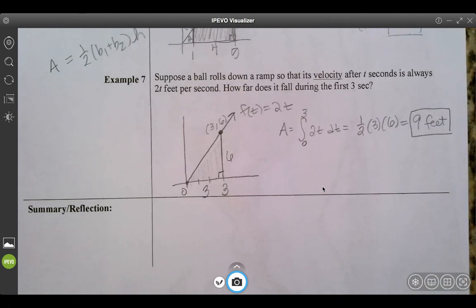Okay, so I'd like you to look back over the section, think about these problems, think about the definition of an integral, write a summary, and go ahead and put it into Edpuzzle.